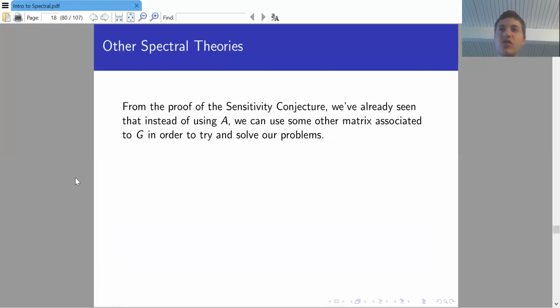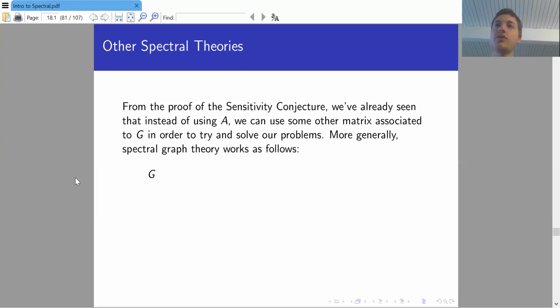But from the proof of the sensitivity conjecture, we see that we're not really restricted to only using the adjacency matrix. There we use this twisted adjacency matrix, which is what we need to solve our problem. And in general, you can always try to pick your favorite matrix associated to your graph G and hope that its spectrum helps solve your problem. So somewhat more generally, at least the way I view it, spectral graph theory works in the following fashion. You start with a graph G, you then choose some matrix associated to it, you then compute its spectrum, and from this, you compute combinatorial properties of your graph G.